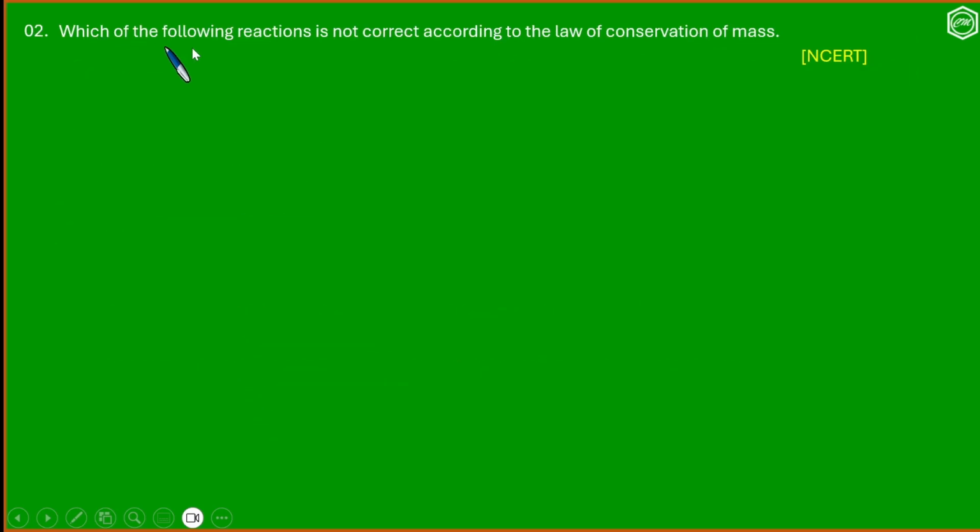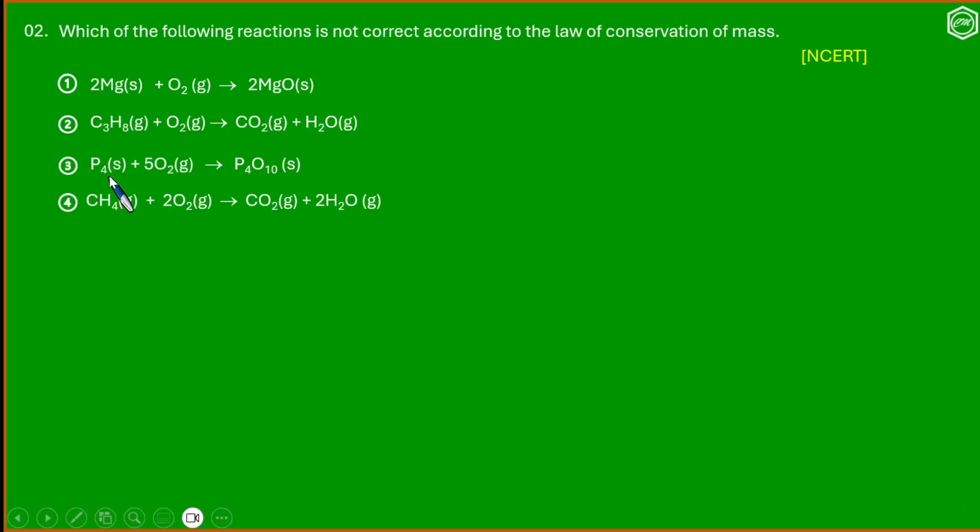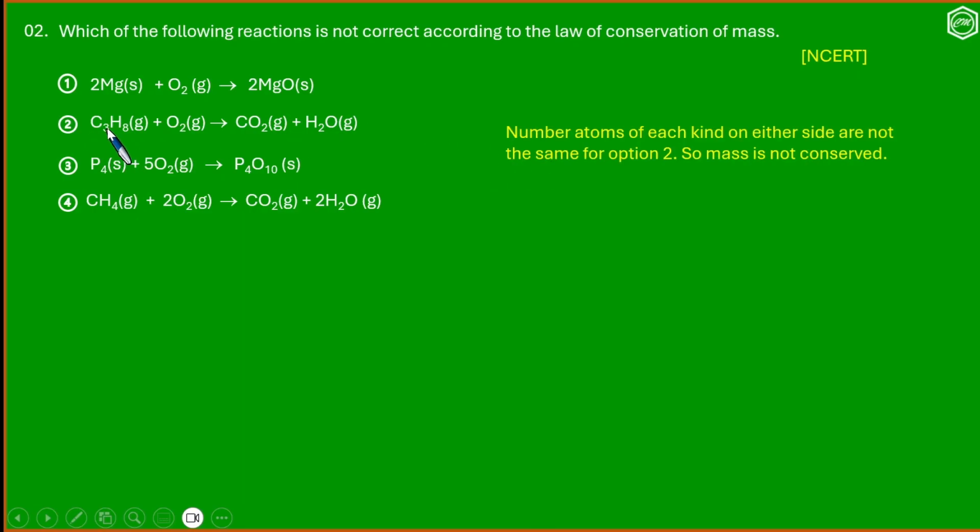Question 2. Which of the following reactions is not correct according to the law of conservation of mass? Option 1, option 2, option 3, option 4. 4 equations are given. For option 2, the number of atoms of each kind are not the same. So 3 carbon atoms here, only 1 carbon atom; 8 hydrogen atoms here, only 2. That means it is not a balanced equation. So the answer is option 2.